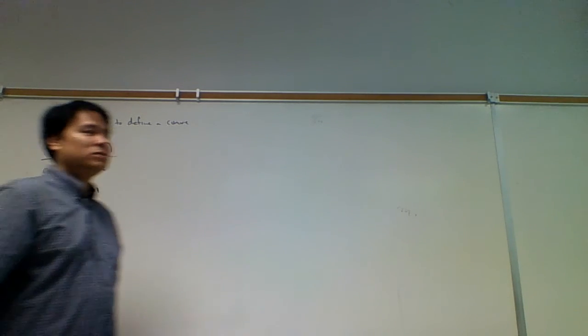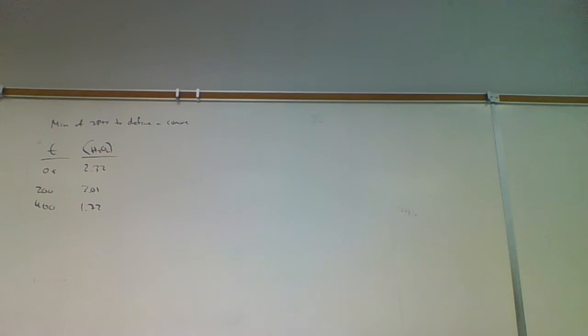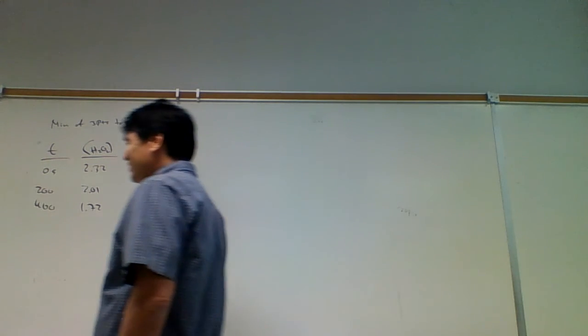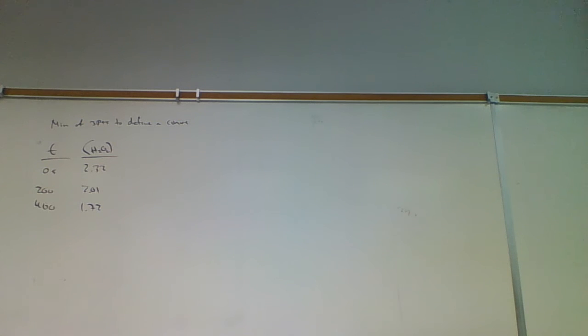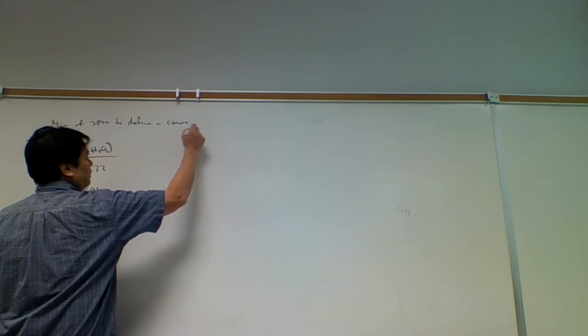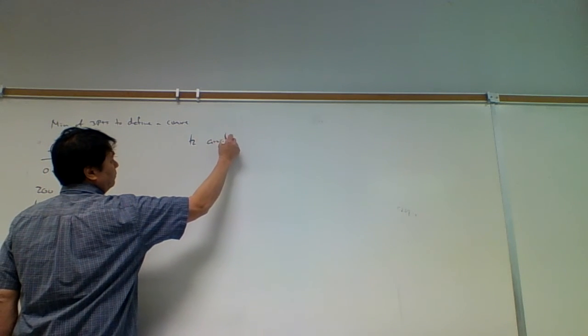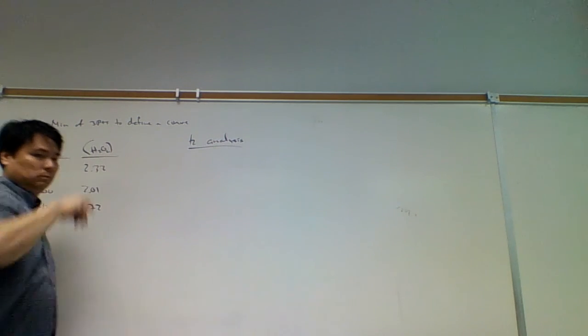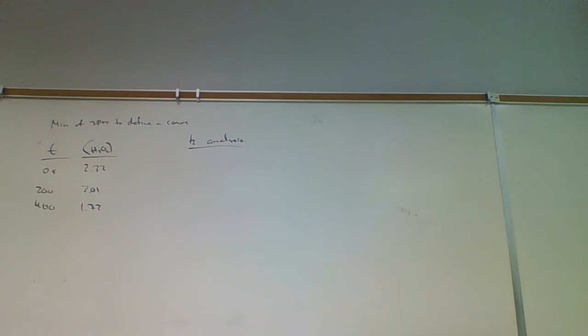Now this is easy to do if we have a computer. If we have a computer, we'll just graph it. Well, we're done. But if we don't have a computer, how do we do this? We do what I'm going to call a K analysis. For K analysis, K is the slope of the linear line.